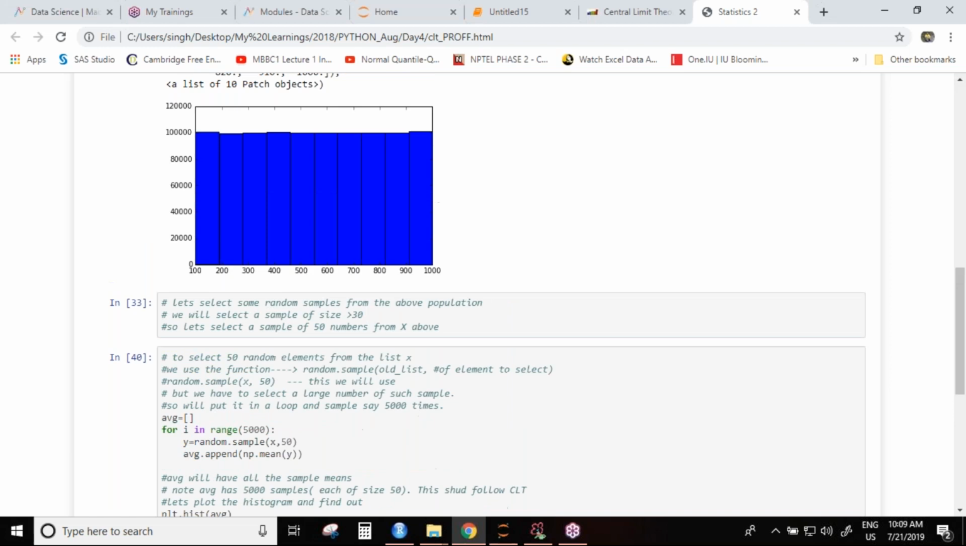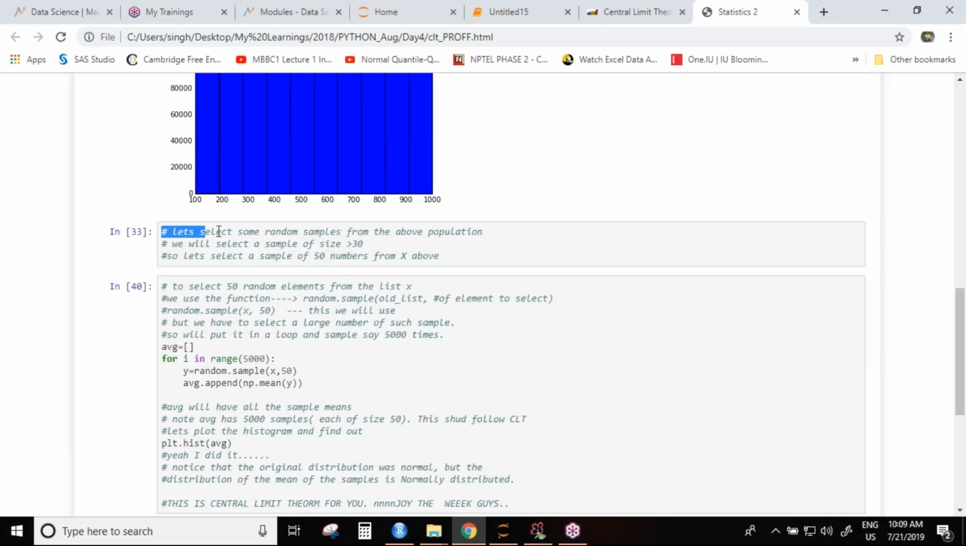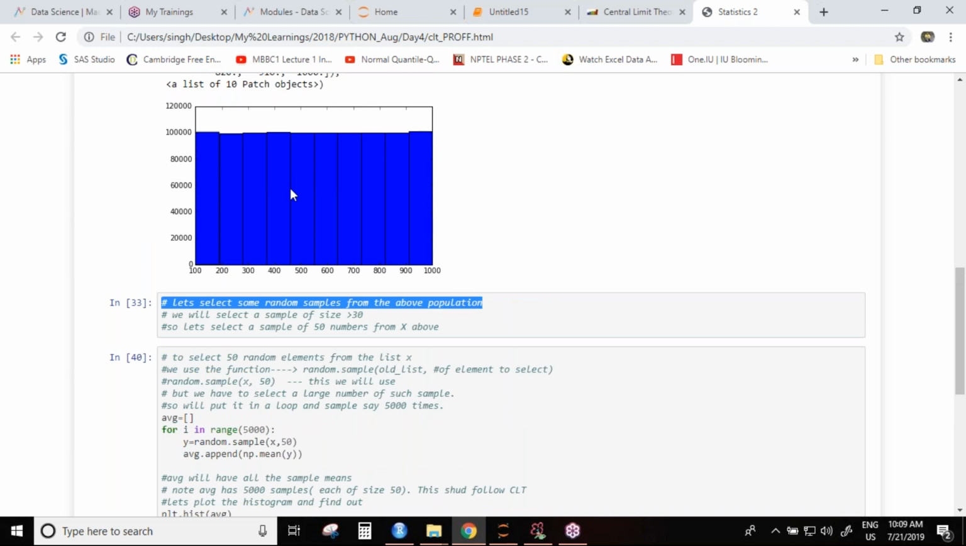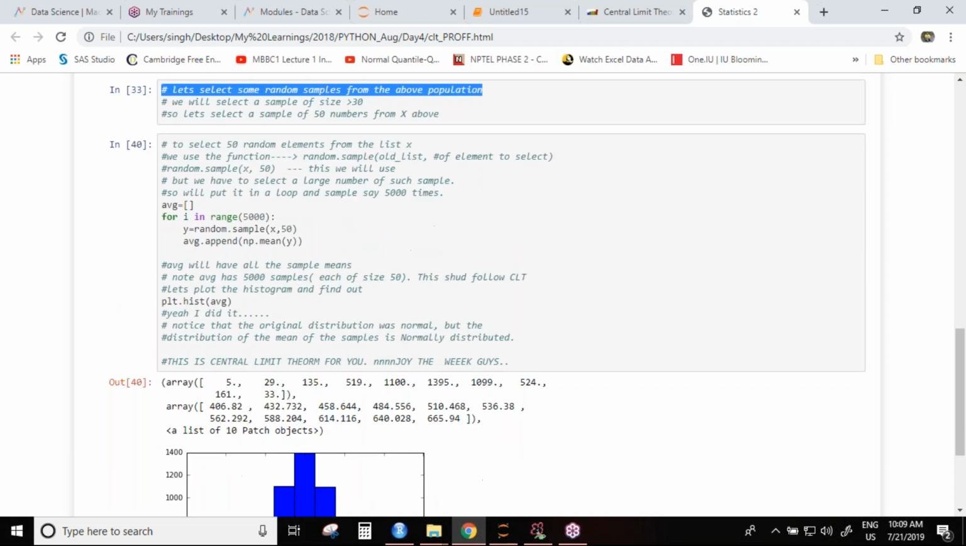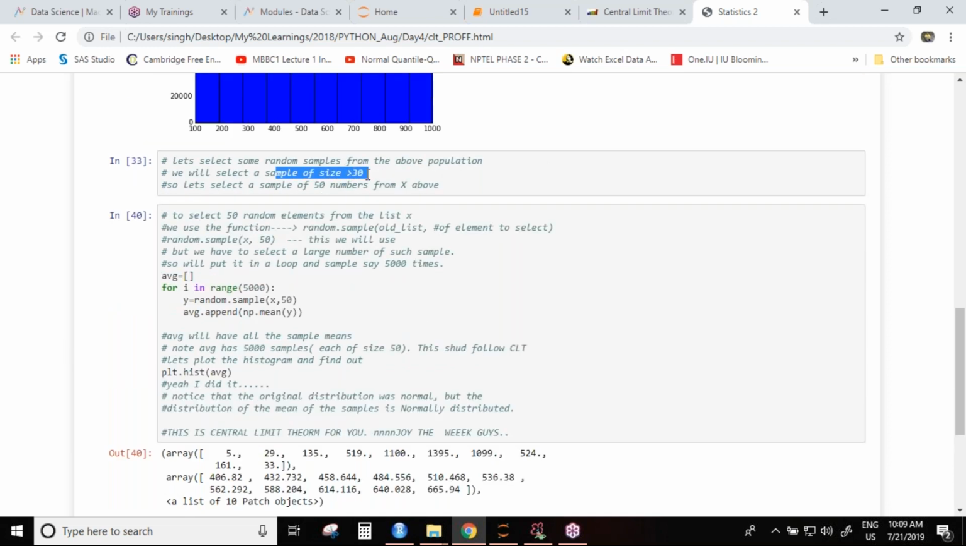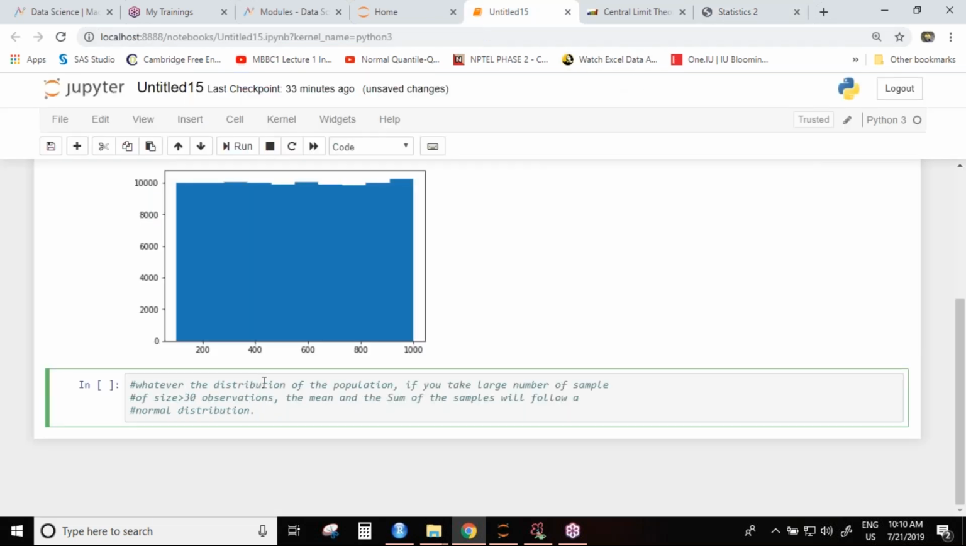Okay, so this is my population. Now what do I have to do? I'll select some random samples from the above population. How many samples should I select? A large number of samples. Let me select 50 samples, so I'll randomly pick 50 values from this variable x. The size of the sample should be greater than 30, that's what the central limit theorem tells us.